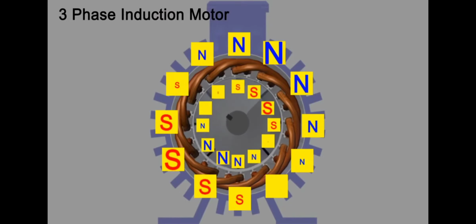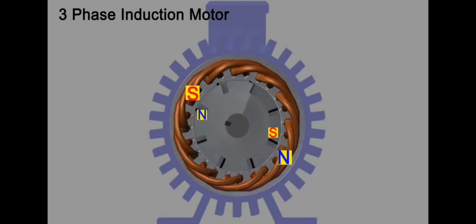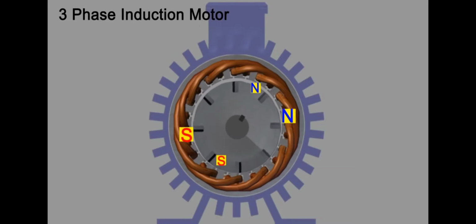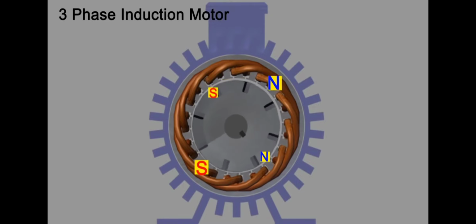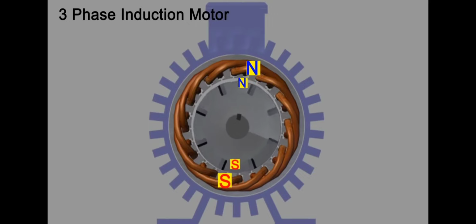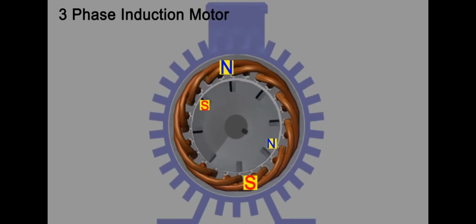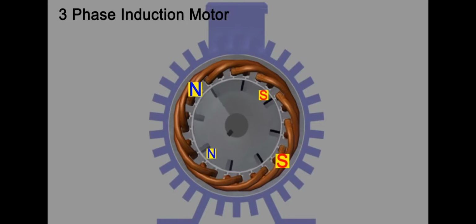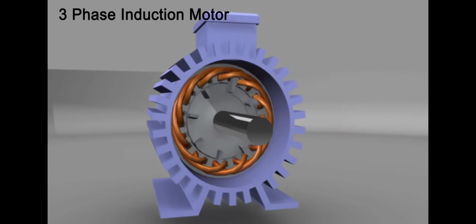Rotor poles always try to catch the rotating poles on the stator frame, but they cannot achieve the same speed, because if the rotor were able to rotate at the same speed, there would be no relative motion between the stator poles and rotor poles, and hence no change in flux experienced by the rotor, and in that case the EMF induced in the rotor conductors would be zero. Therefore, the rotor always rotates at a lower speed than the speed of the rotating flux.